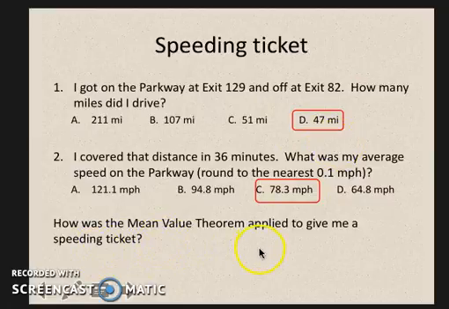Now, the average speed is here, the total miles is here. How is the mean value theorem applied to give me a speeding ticket? Because it says that at some point while traveling, at least once, my instantaneous speed was equal to this average speed. And this is about 13 miles per hour more than the speed limit. So that's how I got the speeding ticket.